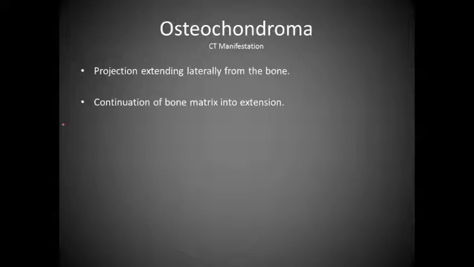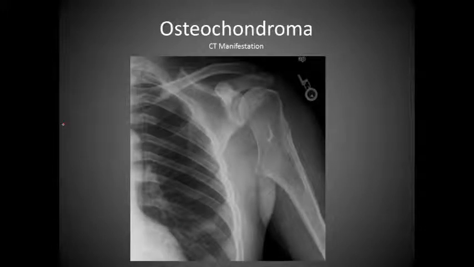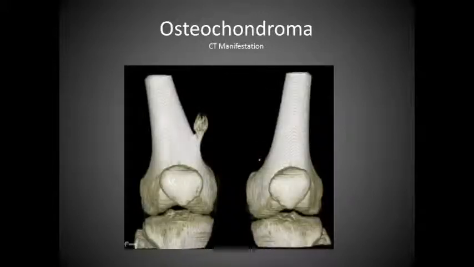So what you're going to look for is a projection extending laterally from the bone. It's a continuation of the bone matrix into this extension. So the bone just looks like it has decided to change course, and it's growing in this area as well. So here we have an osteochondroma. Notice how we have this ballooned area. This area would be the osteochondroma. However, notice that there is no differentiation on the inside of where this benign tumor actually begins. It just kind of balloons out, but you don't see any differentiation between mesenchyma in any of the structure.